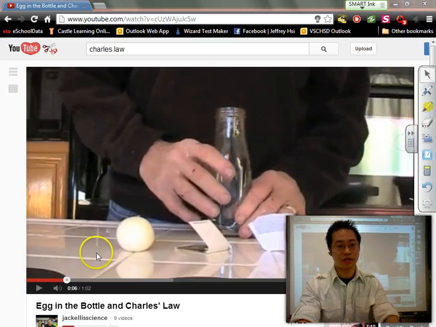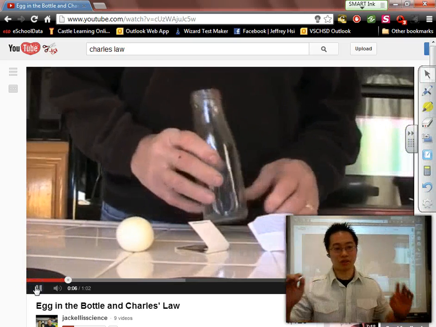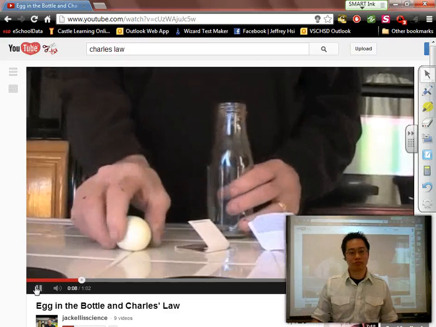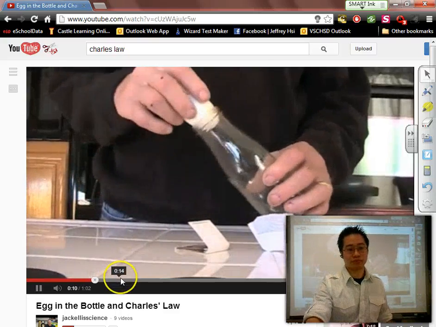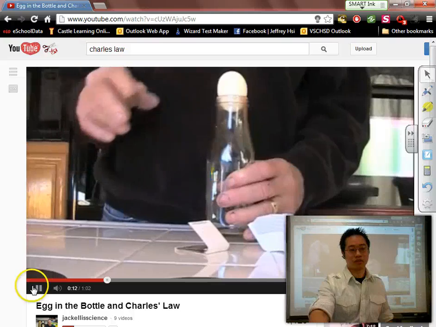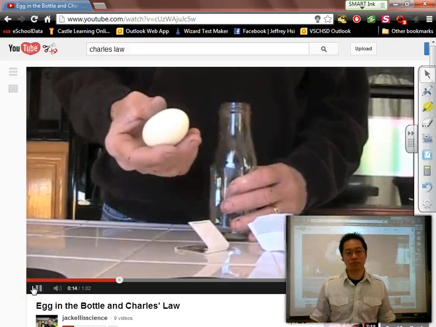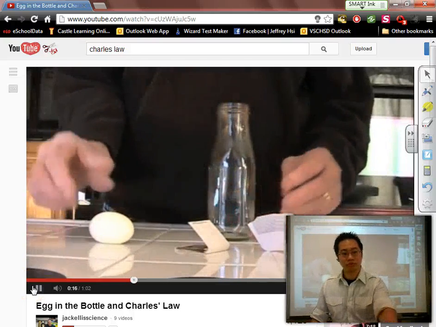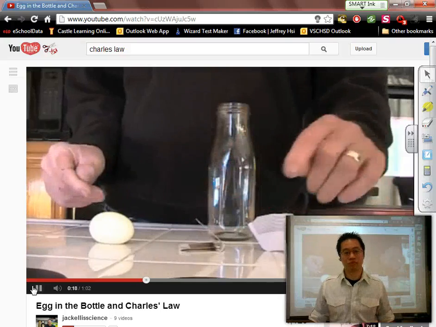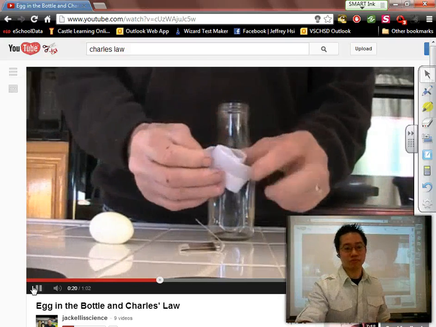Move this to the side. Let's take a look. As it cools, it gets smaller, contracts upon itself. What you'll need for this experiment is a glass bottle with an opening slightly smaller than a hard-boiled egg. You'll need a hard-boiled egg with the shell removed, some matches, and a piece of paper.